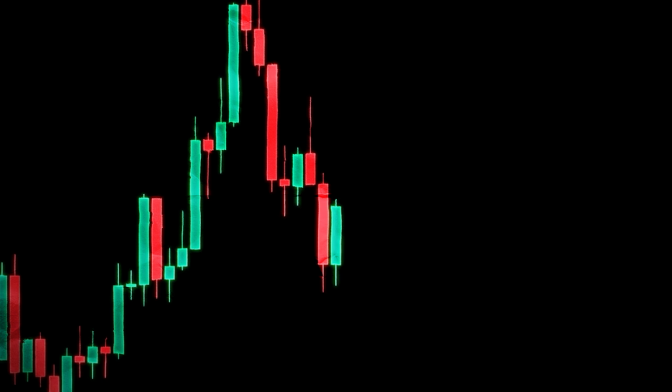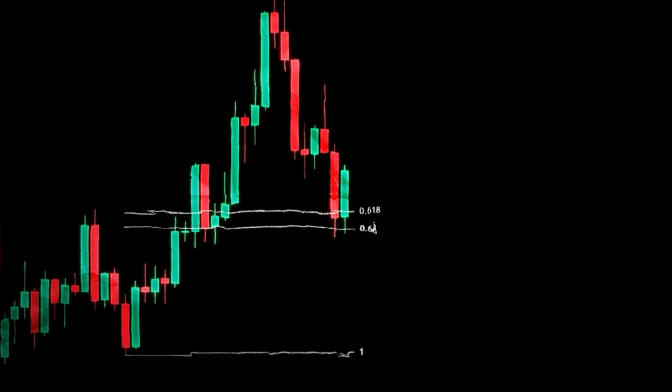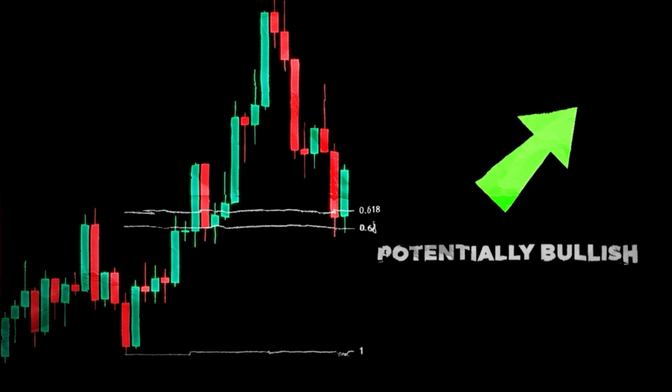So if we use our fib retracement tool, we can place it by selecting our swing low right here, then dragging it to our swing high, and this will give us our fib levels. We can see that it has traded to the 618 level and started to move up higher. So with this in mind, the daily is likely to be bullish and start moving up soon.